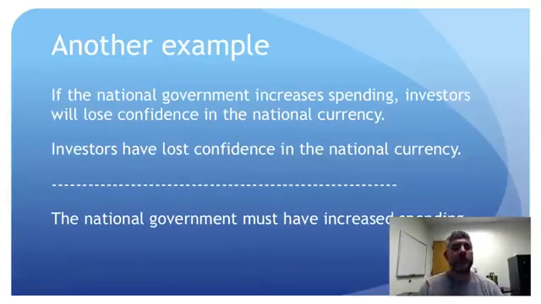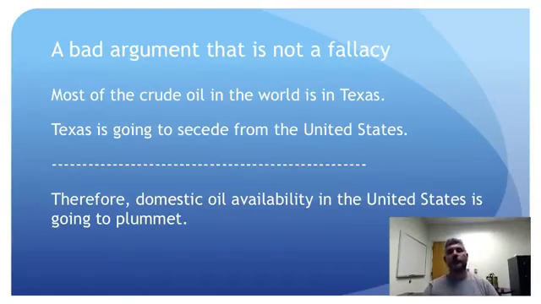Now, here's an example of a bad argument that's not a fallacy. Look at this one. Most of the crude oil in the world is in Texas. That's premise one. Premise two, Texas is going to secede from the United States. So, conclusion, domestic oil availability in the United States is going to plummet. Okay, now this argument, although it's a bad argument, is not a fallacy. It's not a fallacy because the premises really do support the conclusion. If both of those premises are true, then the conclusion has got to be true. Right? If most of the crude oil in the world is in Texas and Texas is going to secede from the United States, then domestic oil availability in the United States really is going to plummet.